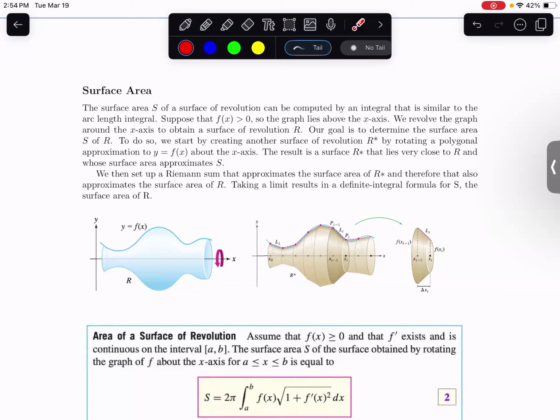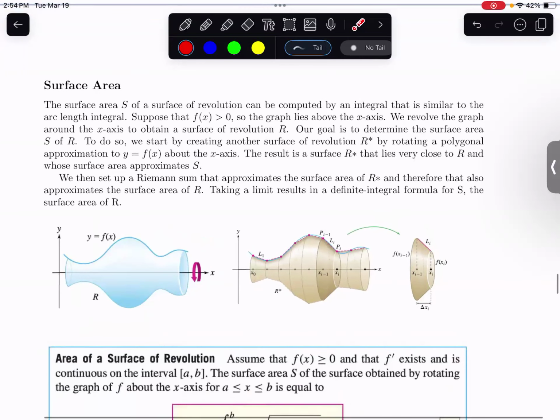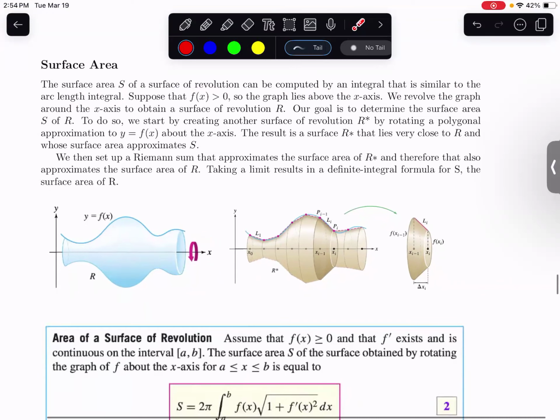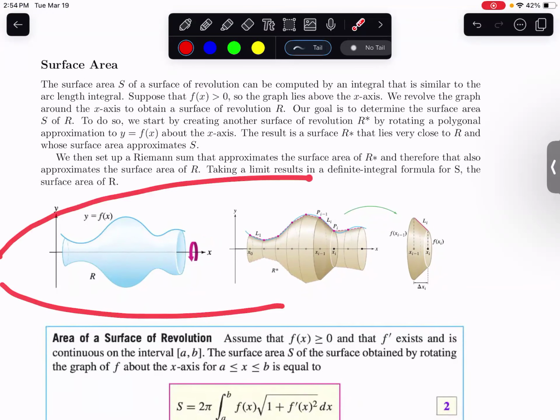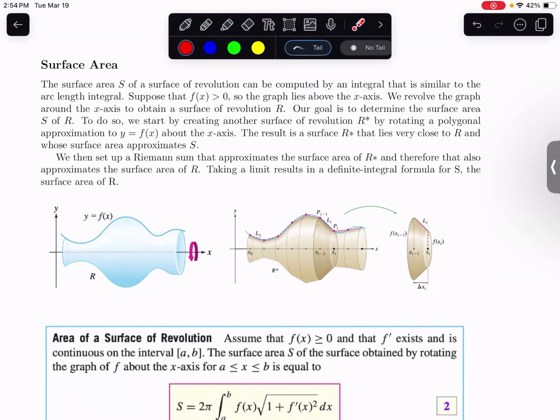So I guess like the initial premise is that the surface area S of a surface of revolution can be computed by an integral that is similar to the arc length integral. And this is also something they spent a lot of time deriving in the book, but I decided to just represent what's going on in terms of pictures. I didn't want to get too deep in the weeds for this one.